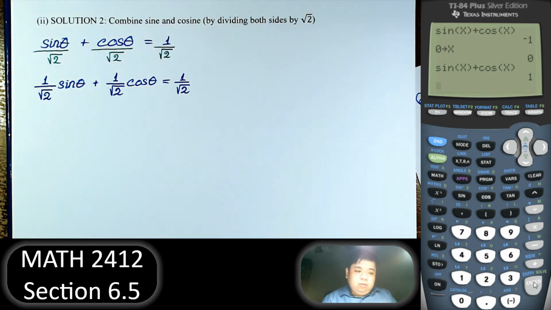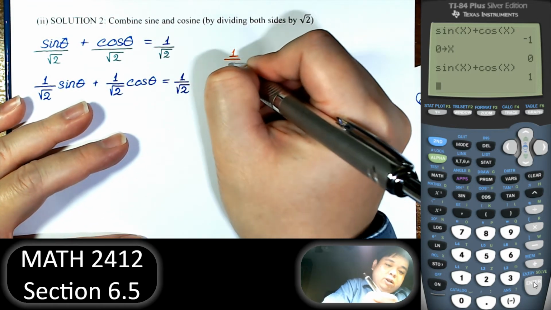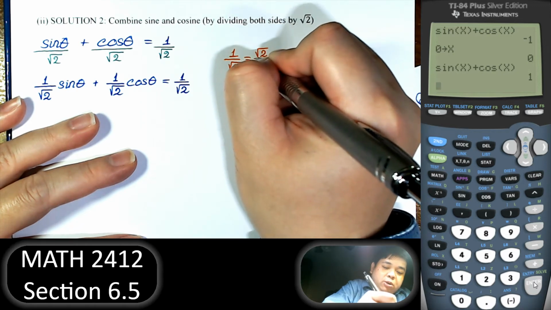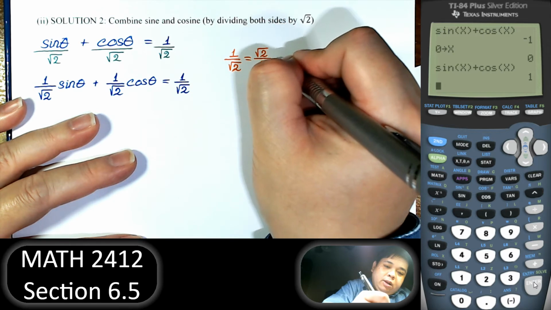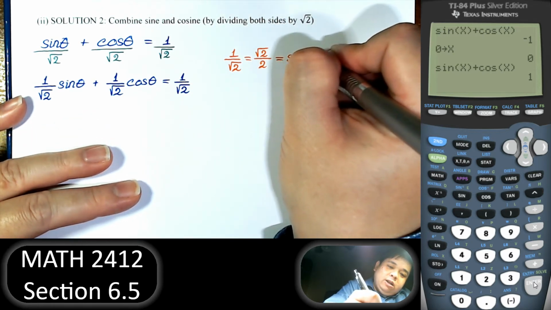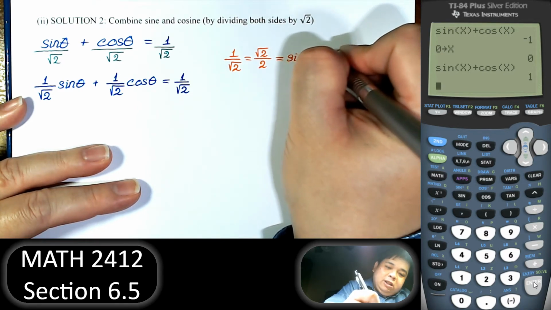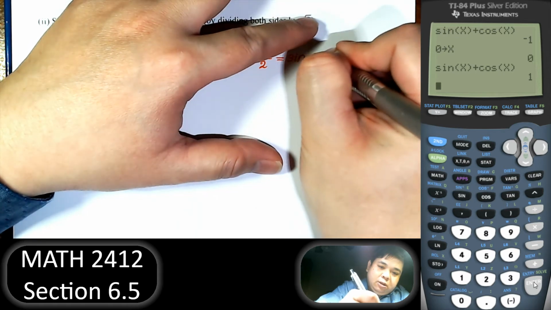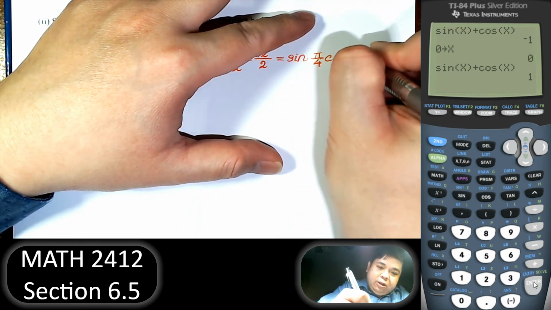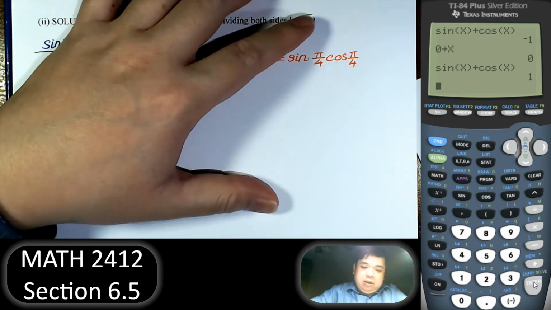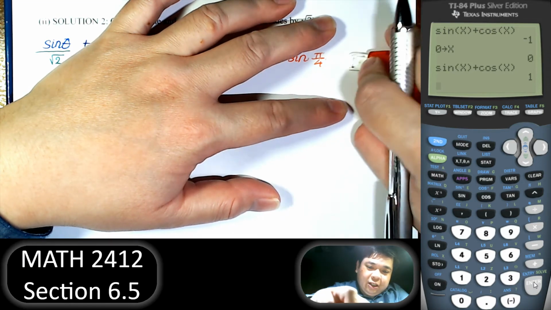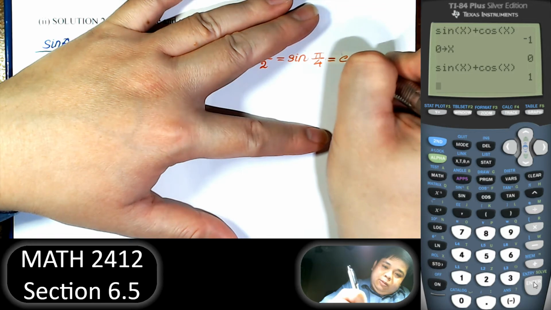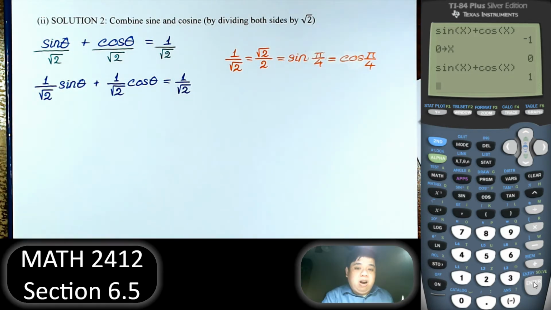Right. So how did that help? Well, notice that 1 over square root of 2, if we multiply square root of 2 on the top and bottom to rationalize the denominator, we have square root of 2 over 2. And this is equal to both sine of 45 degrees, let's use pi over 4 then, and cosine of pi over 4. So 1 over square root of 2 is either sine of pi over 4 or cosine of pi over 4.